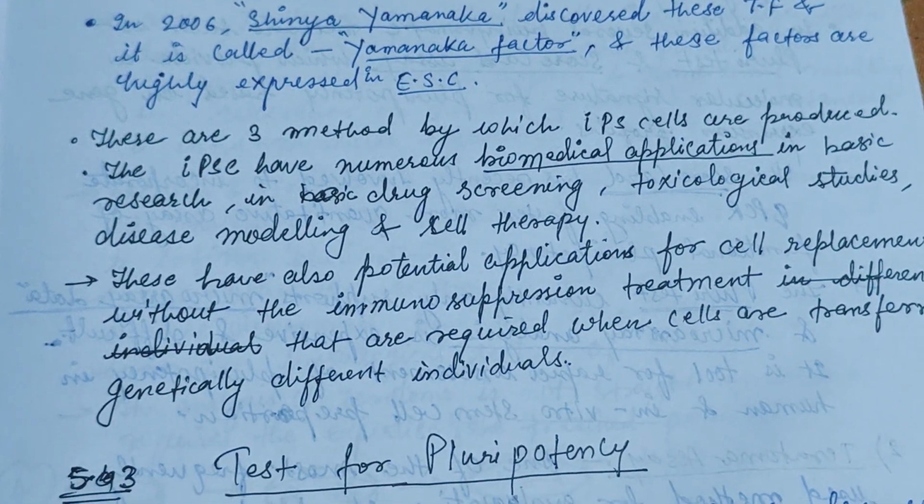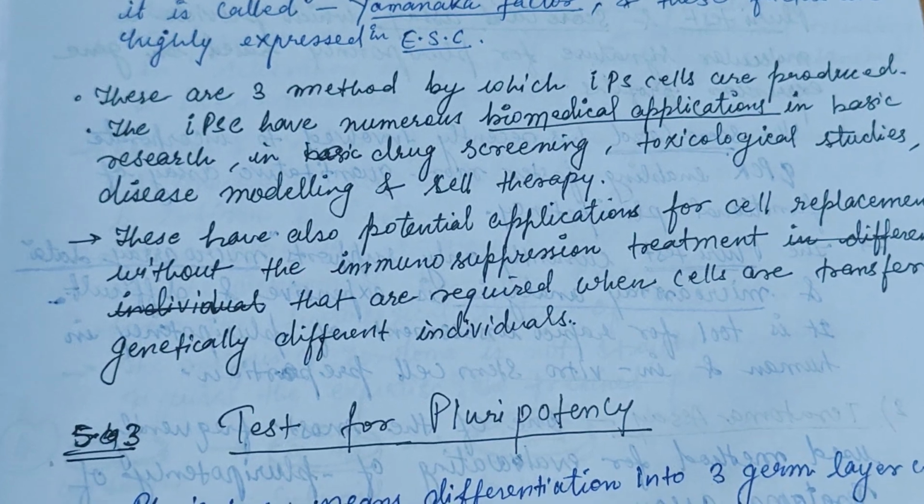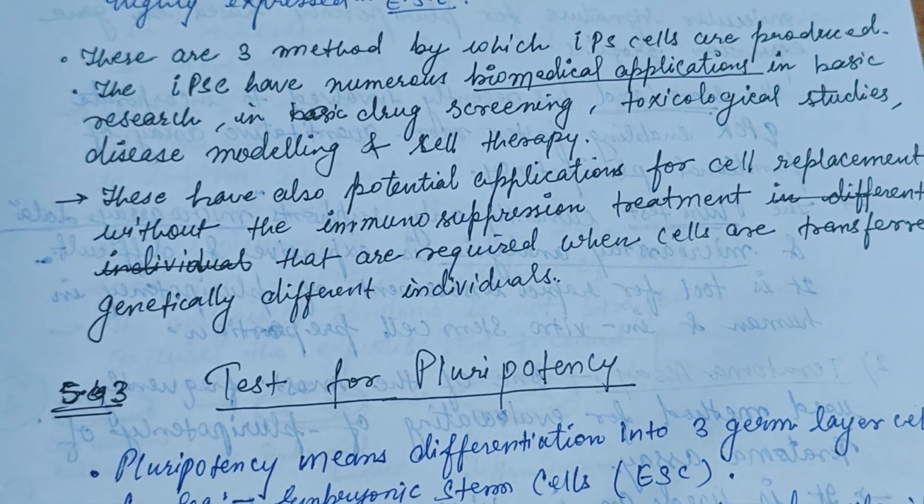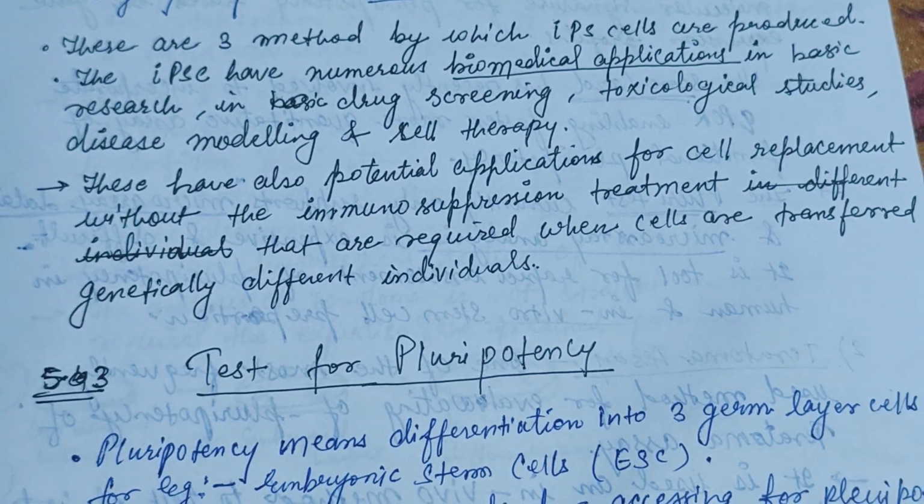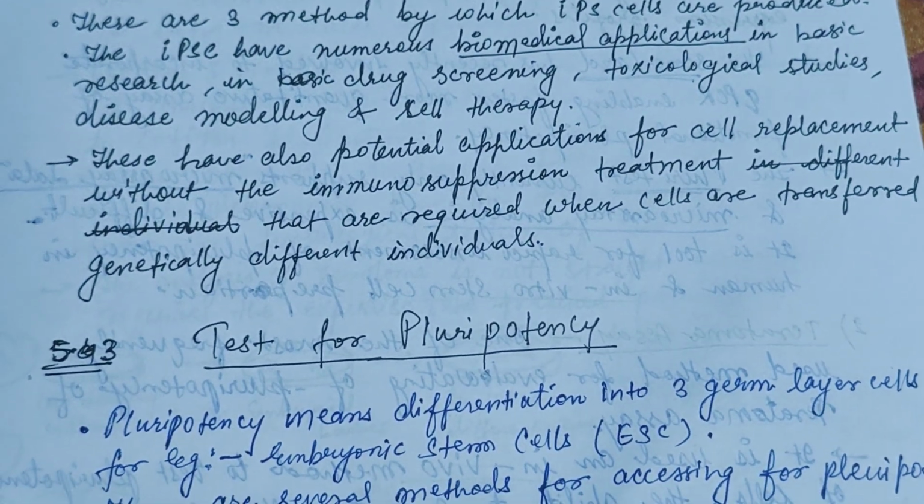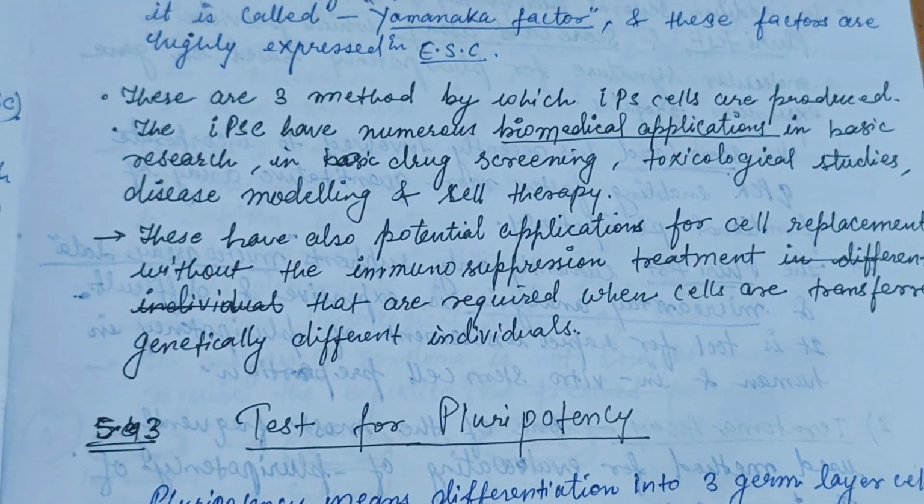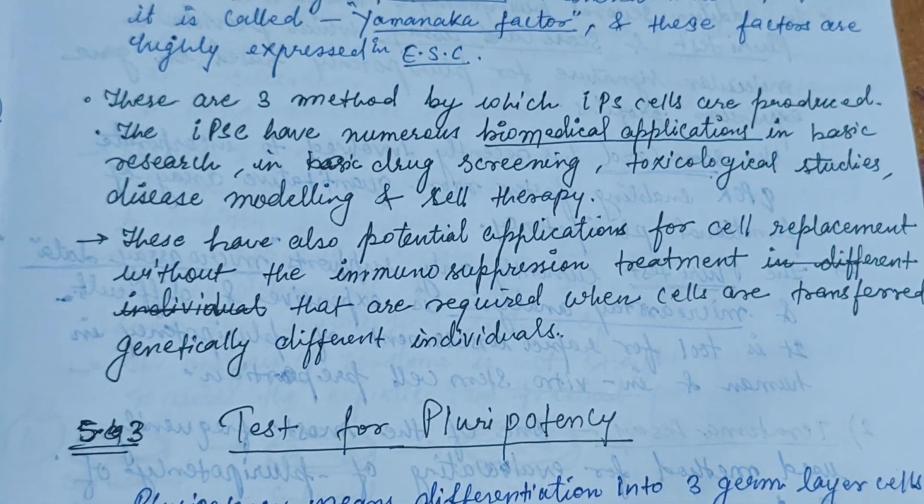So there are three methods by which induced pluripotent stem cells are produced. Induced pluripotent cells have numerous biomedical applications in basic research, drug screening, toxicological studies, disease modeling, and cell therapy. So this is about the nuclear reprogramming of induced pluripotent stem cells.